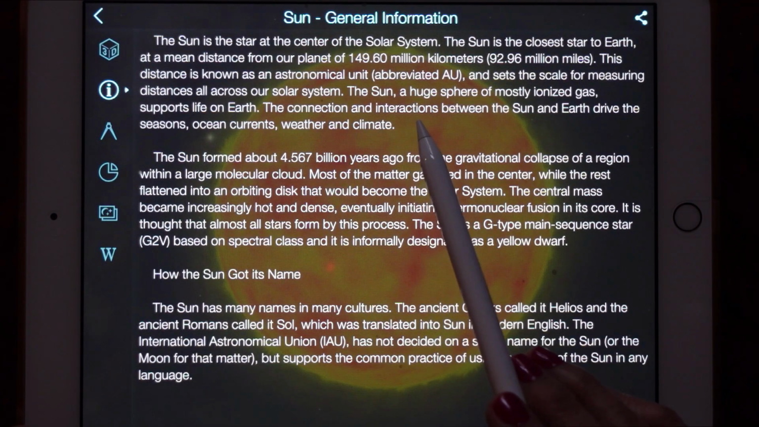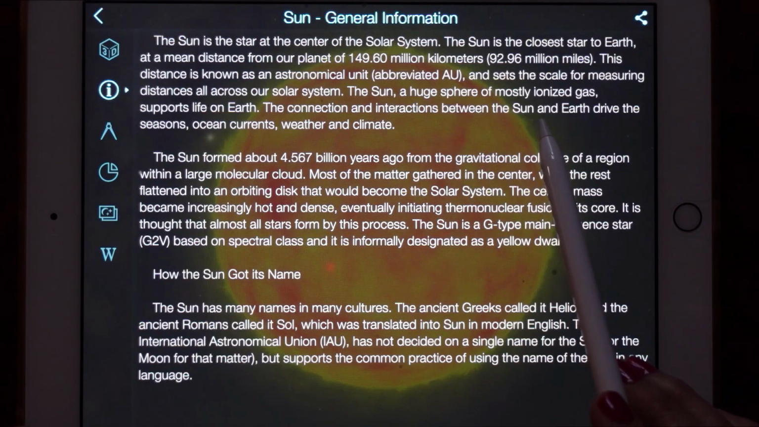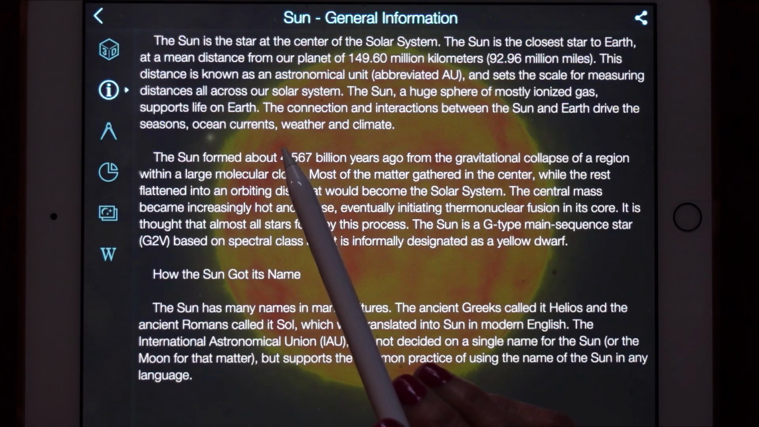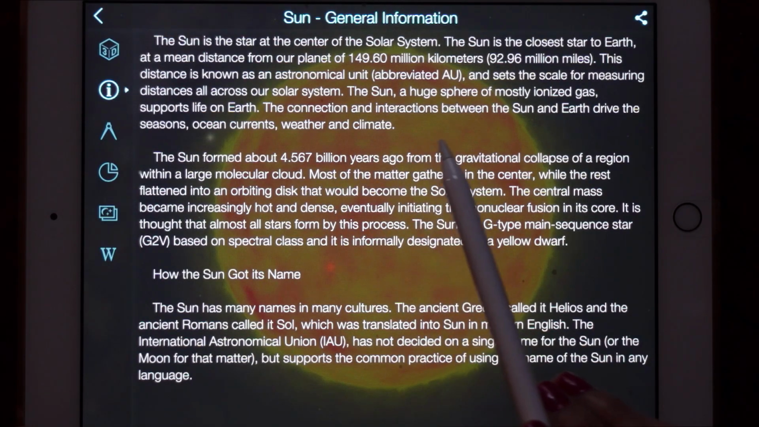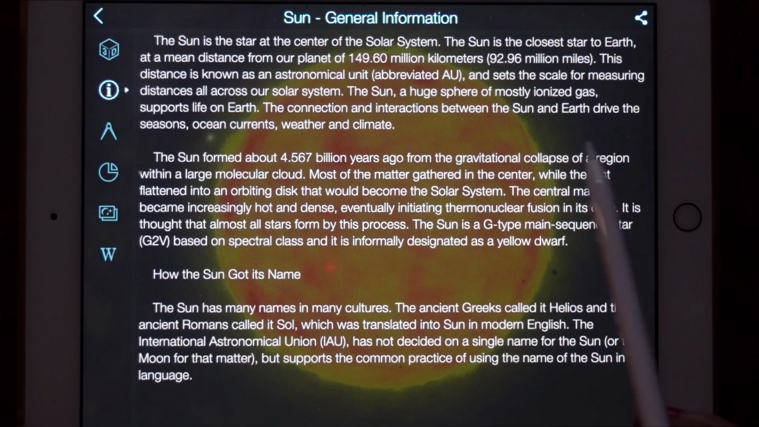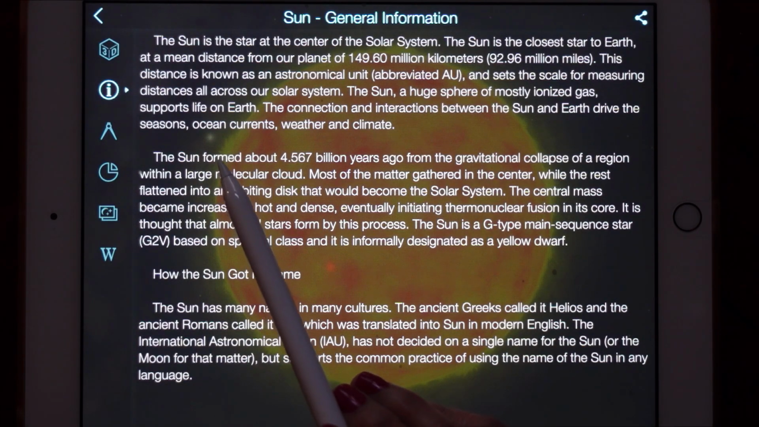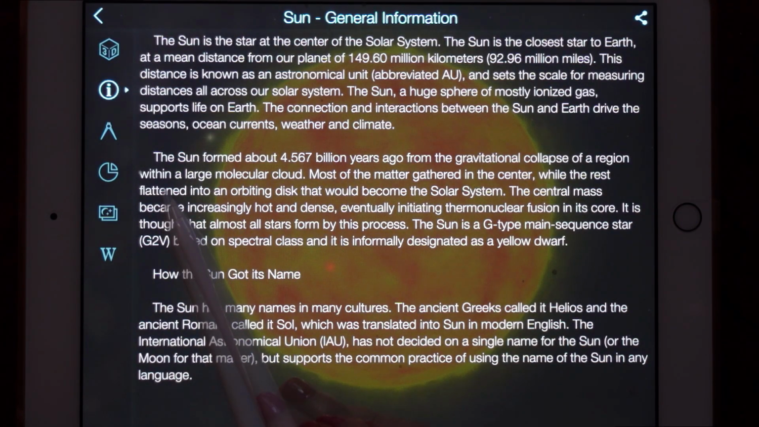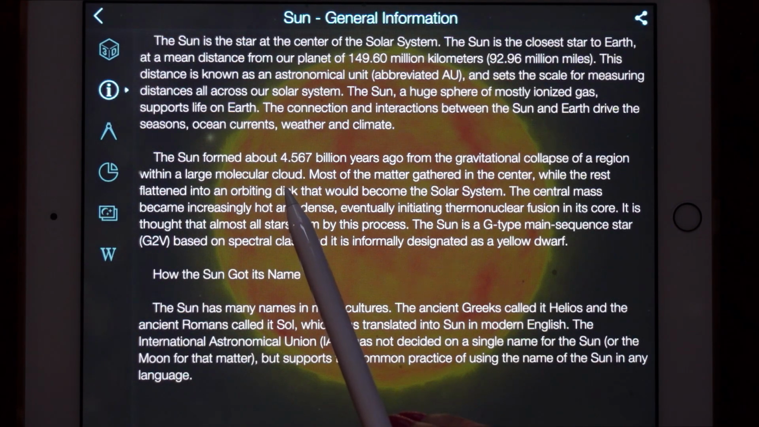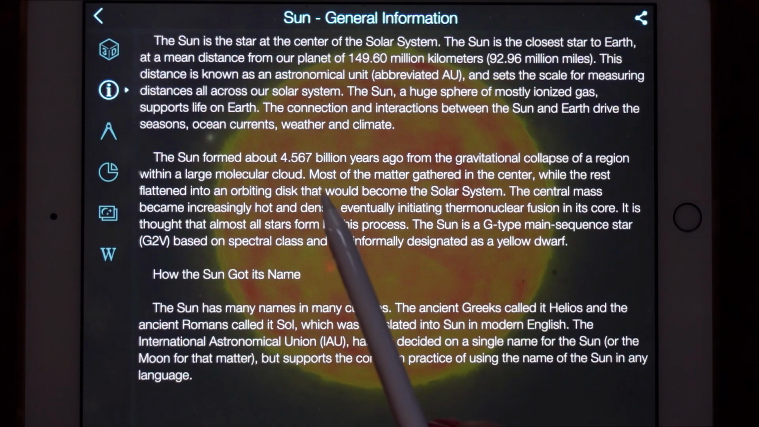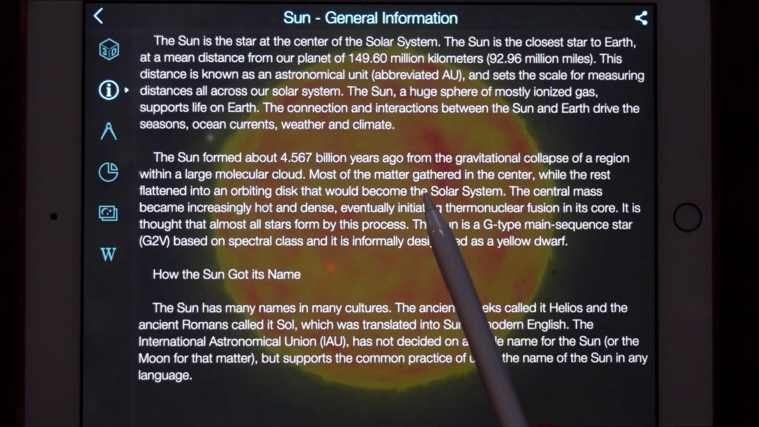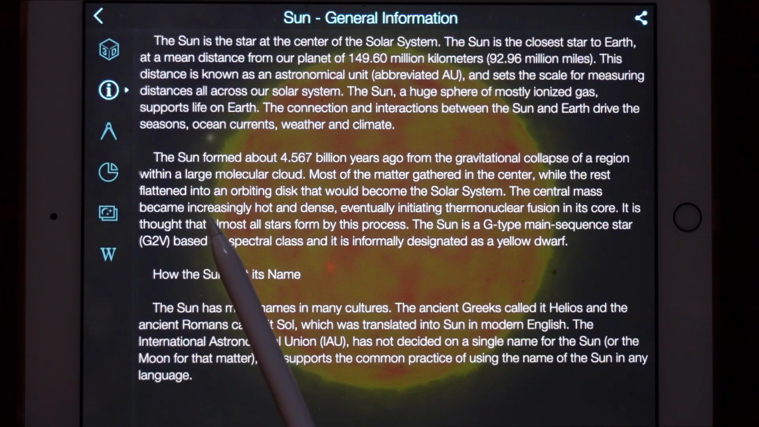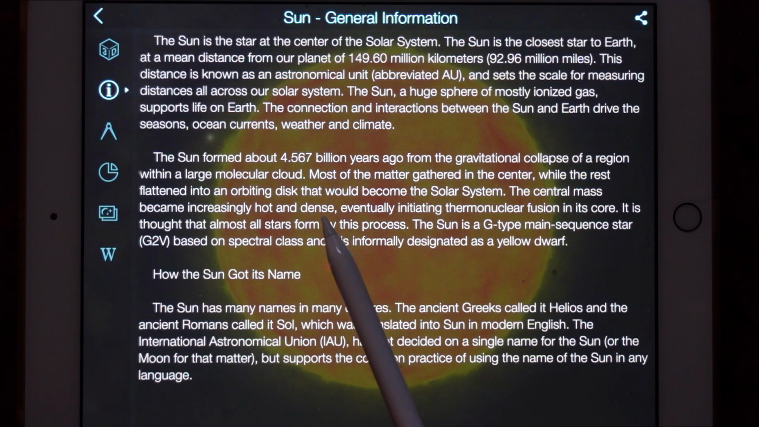The Sun, a huge sphere of mostly ionised gas, supports life on Earth. The connection and interactions between the Sun and Earth drive the seasons, ocean currents, weather and climate. The Sun formed about 4.567 billion years ago from the gravitational collapse of a region within a large molecular cloud.